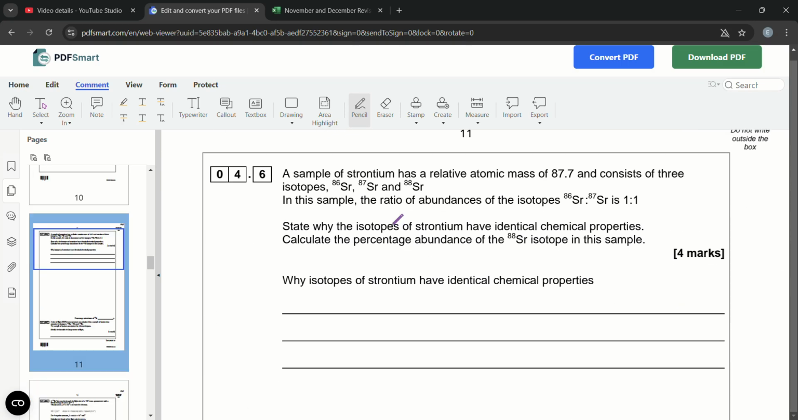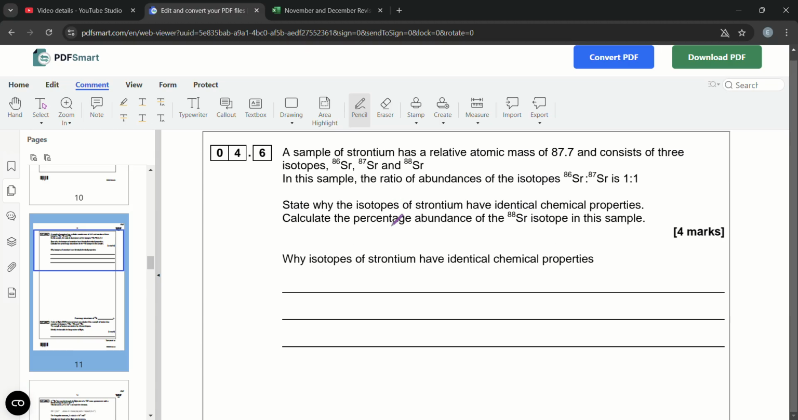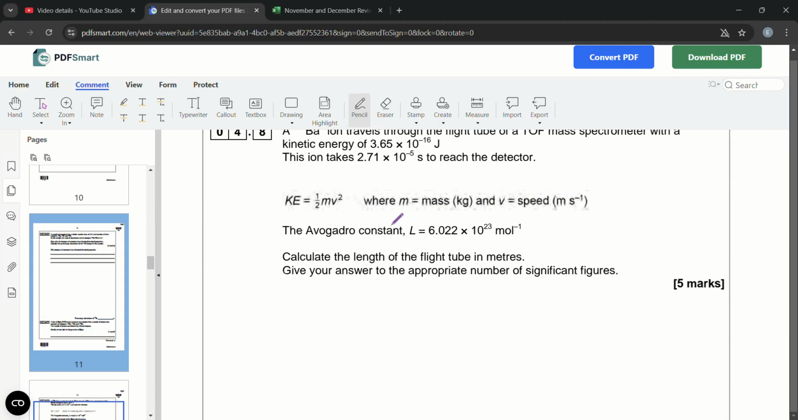Question 4.6, 4 marks. A sample of strontium has a relative atomic mass of 87.7 and consists of 3 isotopes. In this sample, the ratio of abundance is 1 to 1. State whether isotopes have identical chemical properties. Calculate the percentage abundance.